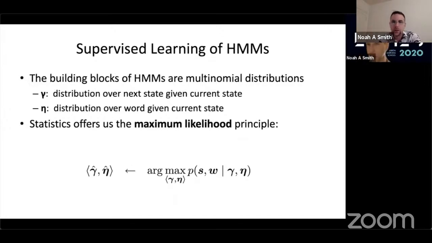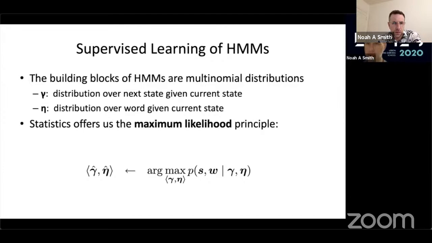So there's one of these gamma distributions for every current state. And then the distributions eta over words given the current state. And we have, again, one of those for every possible state in our model. If we turn to statistics and say we have probability distributions, how should we pick their parameters? How should we assign probabilities to the events of going to the next state or emitting a particular word?